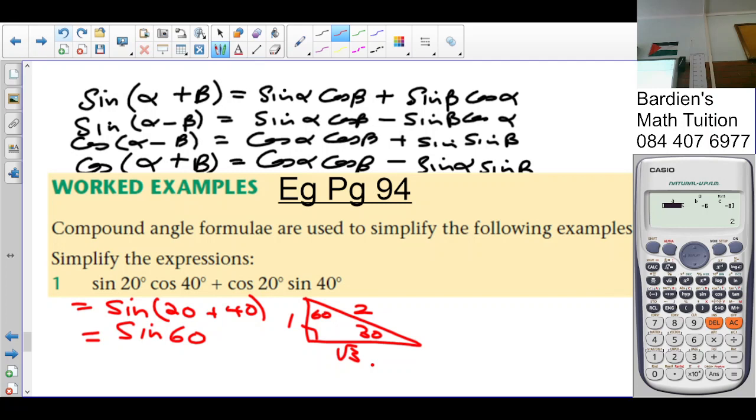So what is sine of 60? Sine is opposite over hypotenuse, so it's going to be the root of 3 over 2. You guys okay with this? Any questions?